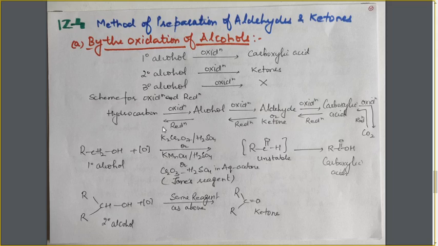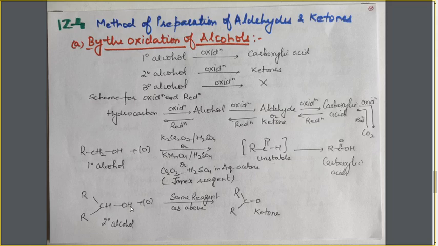and here we have used a strong oxidizing agent. So in the presence of a strong oxidizing agent, the aldehyde will not be stable. It will readily convert into the carboxylic acid as soon as it is formed. So in case of 1 degree alcohol, you will get the direct product, that is the carboxylic acid, instead of aldehyde.